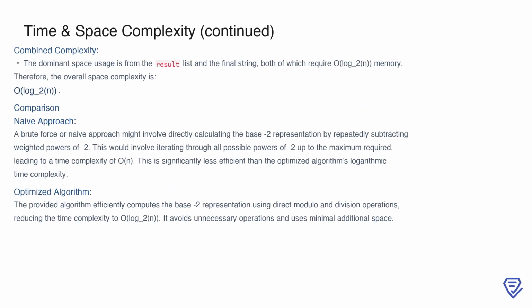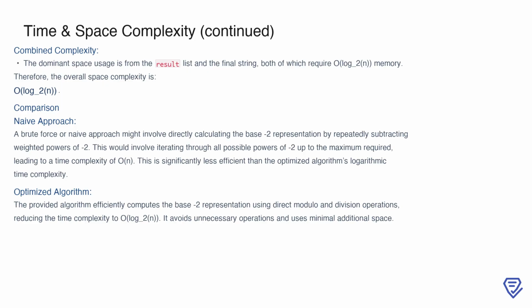In conclusion, the space complexity of the algorithm is O(log_2 n), driven primarily by the storage requirements for the result list and the final string. Comparing this to a naive approach, where base -2 representation might be calculated by iterating through powers of -2 and subtracting their weighted values, we see a significant performance difference. The naive approach would involve a time complexity of O(n), as it requires iterating through all relevant powers of -2 up to the largest one needed.